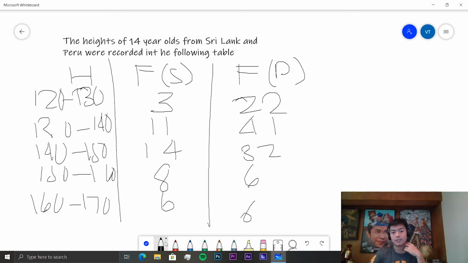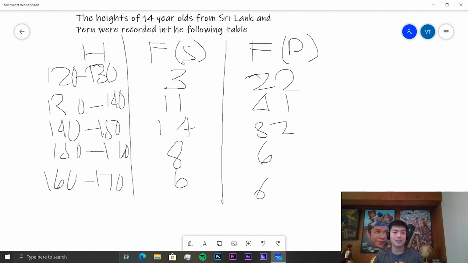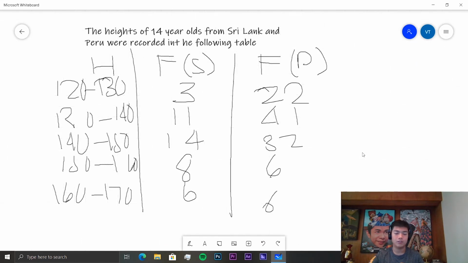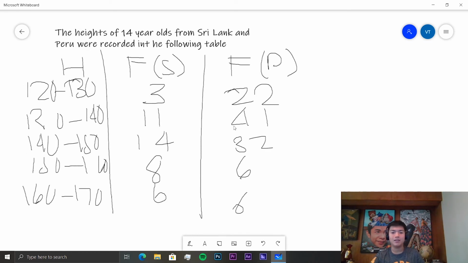So first of all, we need to explain why it's necessary to construct a relative frequency histogram for the comparison, and it's necessary because these two data sets have different numbers of units or data. Otherwise, if we didn't construct a relative frequency, it would be like, oh, people in Peru are much shorter than people in Sri Lanka because 41 is greater than 11 and 22 is greater than 3, even though they have the same amount at the highest height. But this is kind of incorrect because there are just generally more Peru students interviewed.